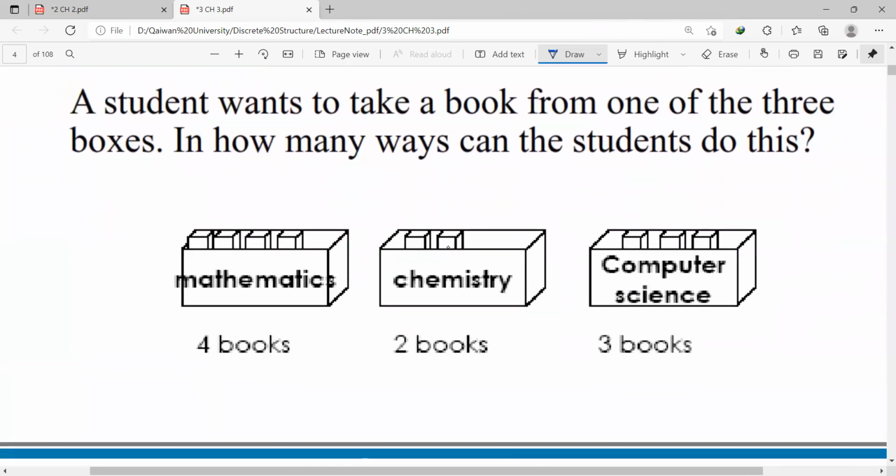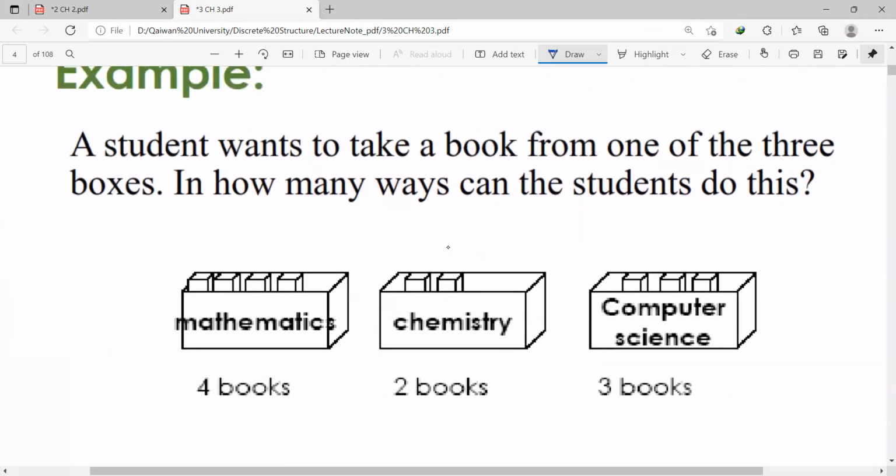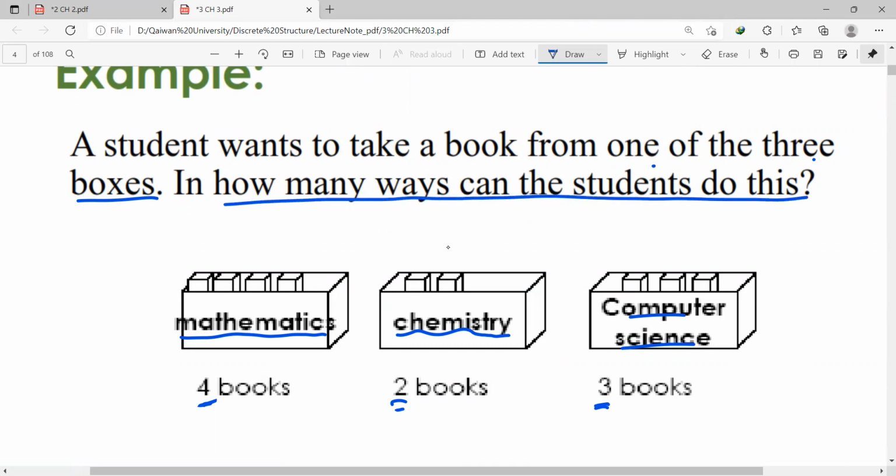And this is the problem that we talked about before. Here, it says a student wants to take a book from one of the 3 boxes. Here you have these 3 boxes. Box of mathematics, there are 4 books in it. For chemistry, we have 2 books in it. For computer science, we have 3 books in it. In how many ways can the student do this? That means in how many ways can the student pick a book from these 3 boxes?